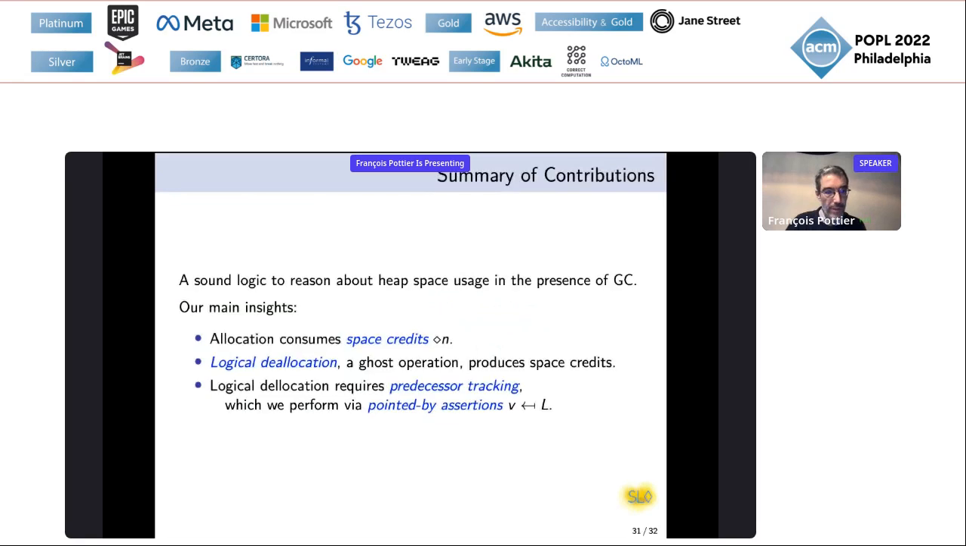Okay, I hope I'm not over time, but I have a couple of conclusion slides. What we have here is a sound logic to reason about heap space usage, or I should say live heap space usage in the presence of GC. The main ideas are the space credits, the idea that deallocation should be a ghost operation, and the idea of keeping track of predecessors using pointed by assertions.